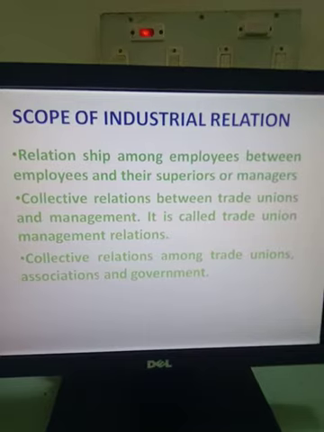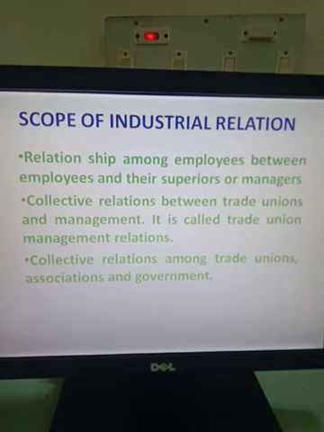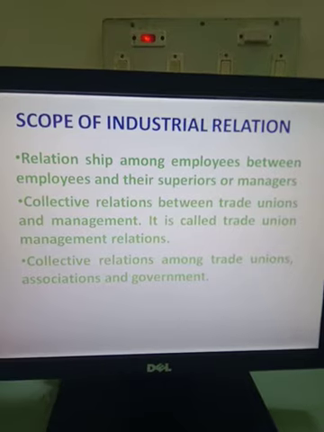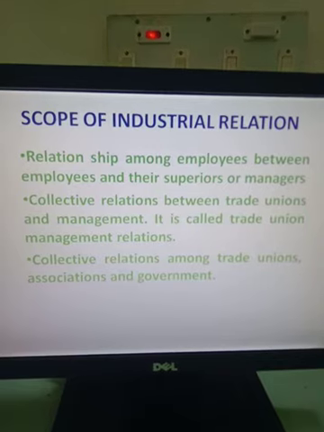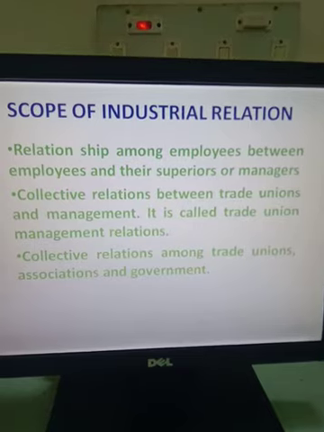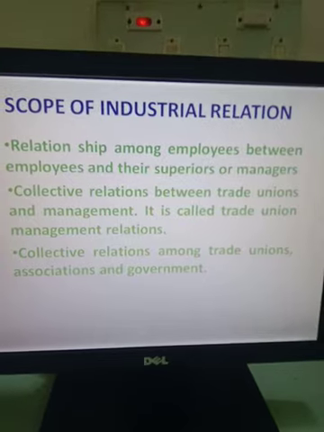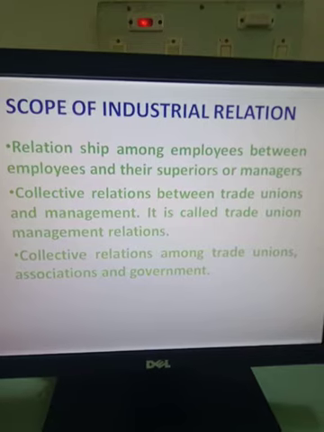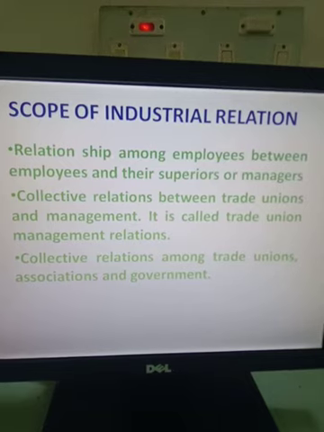What is the purpose here? The scope of industrial relations is telling us to maintain the relationship between the managers and the superiors, and also between employees. So, for example, if there is a subordinate, who is higher than the subordinate? The superior. For the superiors, the management. For the managers, the board of directors. So like that, the relationship in industries must be maintained among employees, and between employees and their superiors or managers, and these relations are called collective relations between the unions.